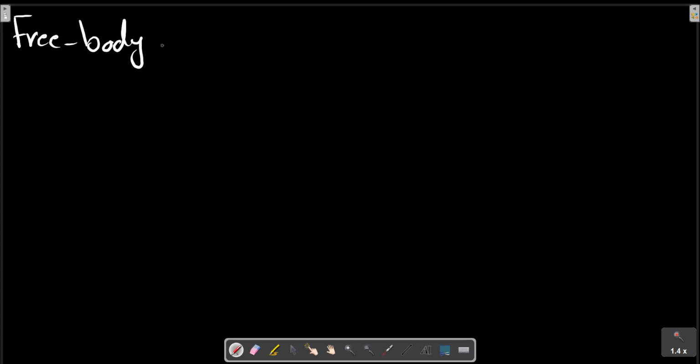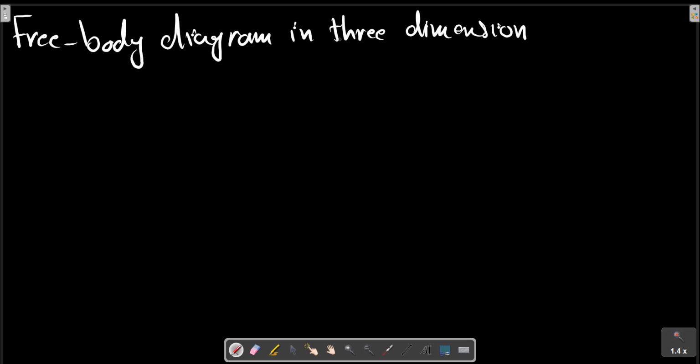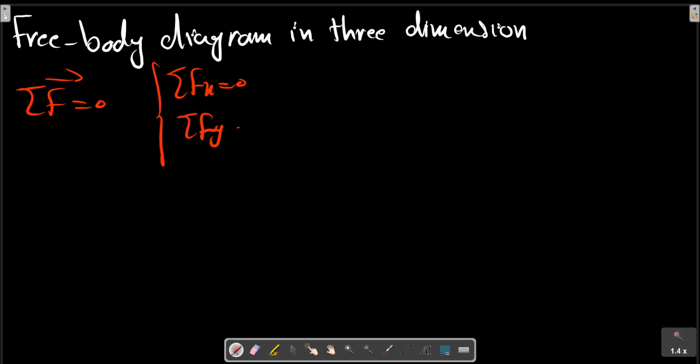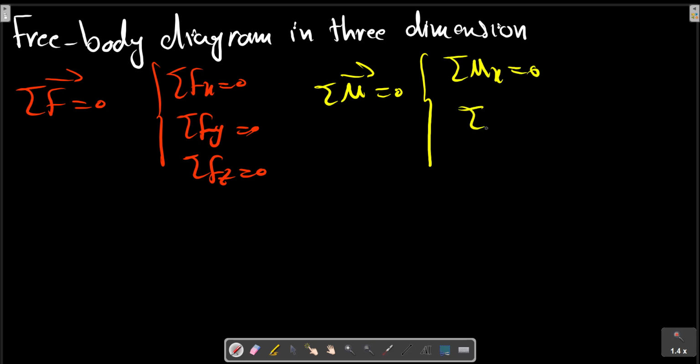Free body diagram in 3 dimensions. The summation of equations for equilibrium in 3 dimensions, which are sigma F equals 0, which means that, and sigma M equals 0, which means that, the summation in these equations includes the effect of all forces on the body under consideration.